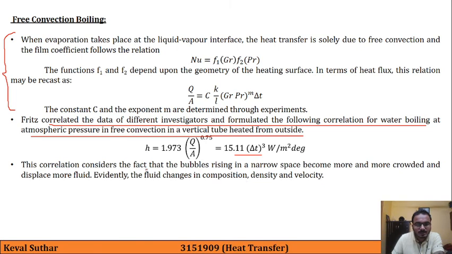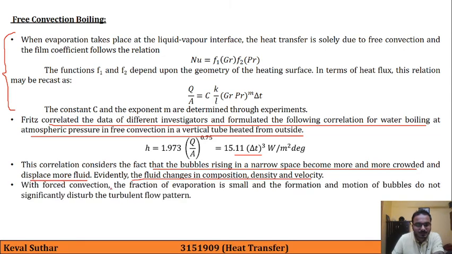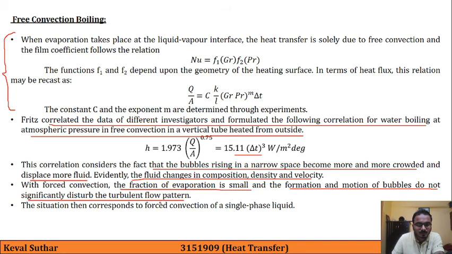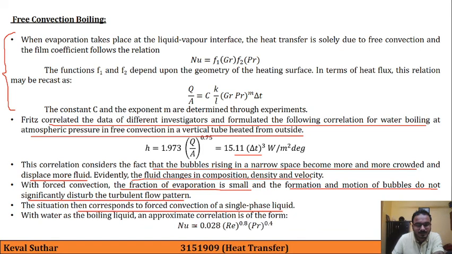This correlation considers the fact that the bubbles rising in a narrow space become more and more crowded and displace more fluid. Evidently, the fluid changes in composition, density and velocity. Here, with forced convection, the fraction of evaporation is small and the formation and motion of bubbles do not significantly disturb the turbulent flow pattern. This situation then corresponds to forced convection of a single phase liquid, and this is the formula which we can utilize.